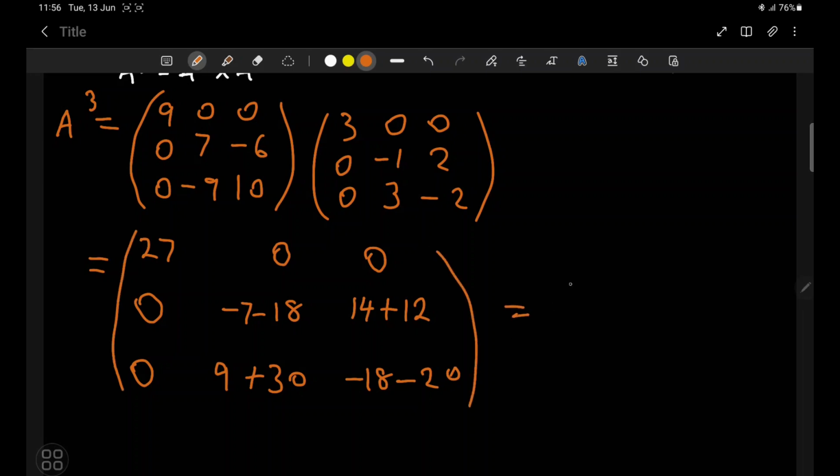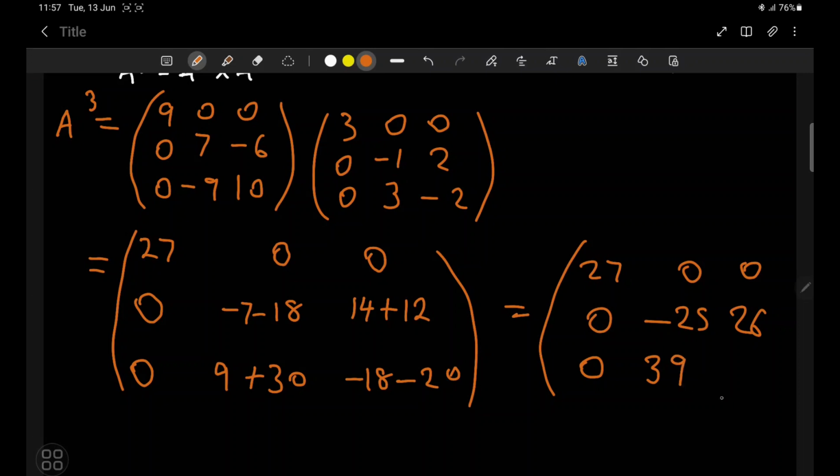And we have that, so we simplify it. So we're having 27, 0, 0. And we're having a 0 here. Negative 7 minus 18, that is negative 25. Negative 25, yes, negative 25. And then 14 plus 12, that's 26. And then we have a 0. Then 39, 9 plus 30. Then negative 18 minus 20, that is negative 38. So we have our element. So this one we found is our A cubed.